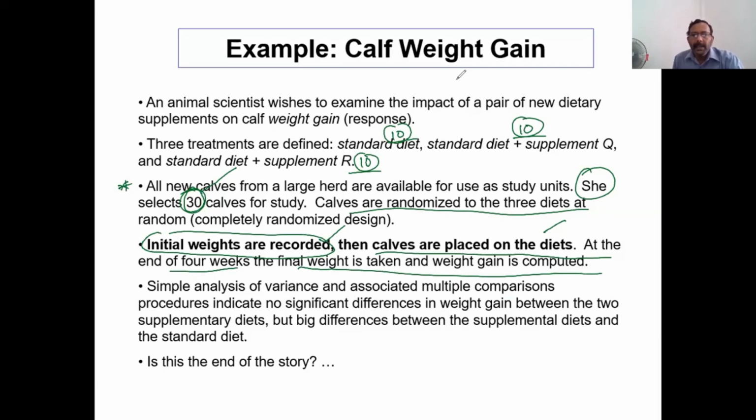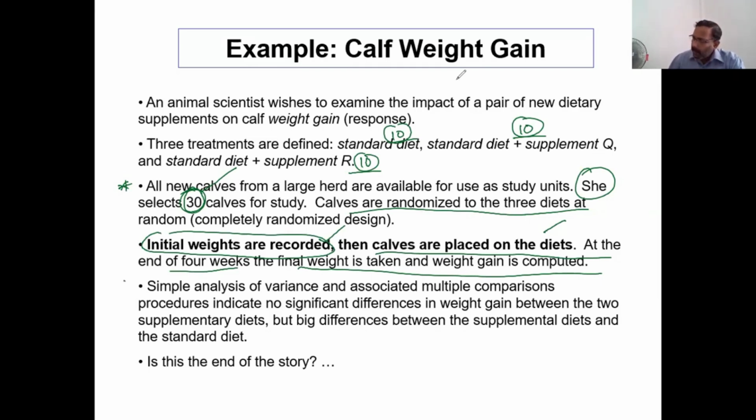Right? Is it clear to everyone? You will have to understand the question first. So we select 10 calves for each treatment, randomly selected, and we record their initial weight. Then we give the treatment, and 4 weeks after that, we measure the weight of all these calves.